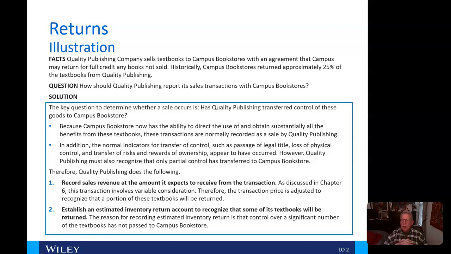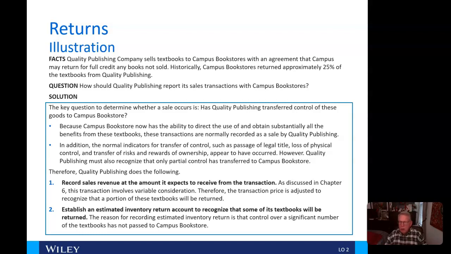So Quality Publishing is going to do the following. They'll record the sales revenue at the amount it expects to receive from the transaction. And you'll remember from chapter 6 that involves variable consideration. So the transaction price then is adjusted to recognize that a portion of these textbooks are going to be returned.